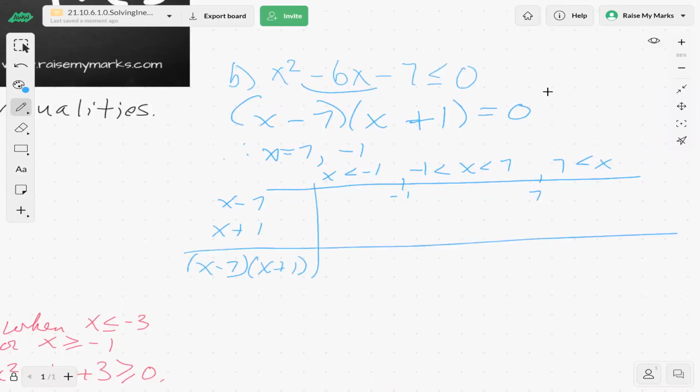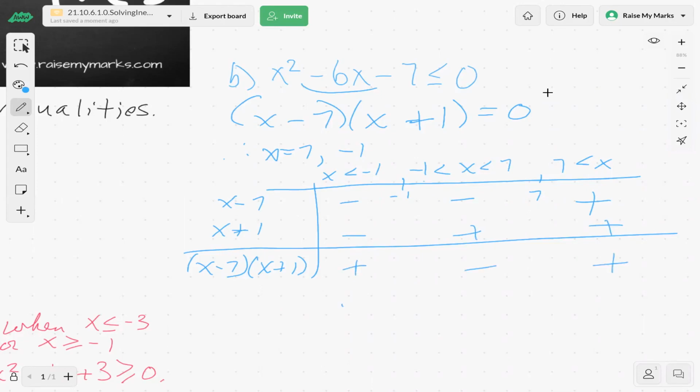Okay, so let's take a look. If we look at the first factor, x minus 7, on the interval when x is less than negative 1, it's a negative value. When x is between negative 1 and 7, again a negative value. When x is greater than 7, positive. Let's look at the factor x plus 1. When x is less than negative 1, negative. When x is between negative 1 and 7, positive. And when x is greater than 7, positive. Now we'll look at their product. When x is less than negative 1, we get a positive value. Between negative 1 and 7, negative, and greater than 7, positive.